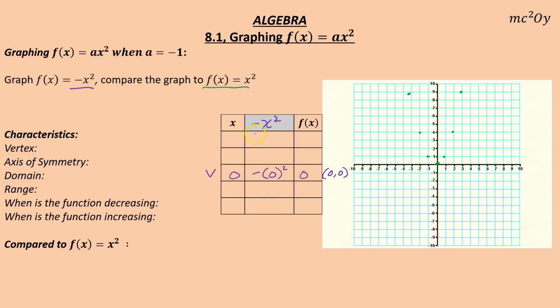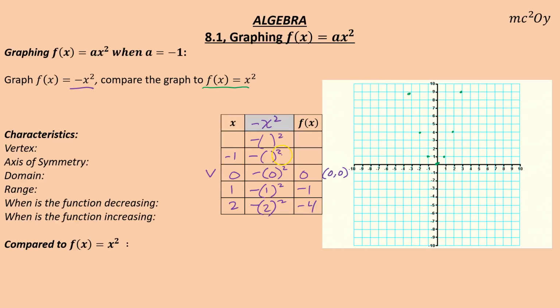Well, this negative stays negative for all my work. And this squared stays squared for all of my work. The only thing that's changing is the x. And we're going to substitute that inside parentheses. Okay, so I have 0. I'm going to put 1 in. 1 squared is 1. Times negative is negative 1. I'm going to put 2 in. 2 squared is 4. Times negative 1 is negative 4.